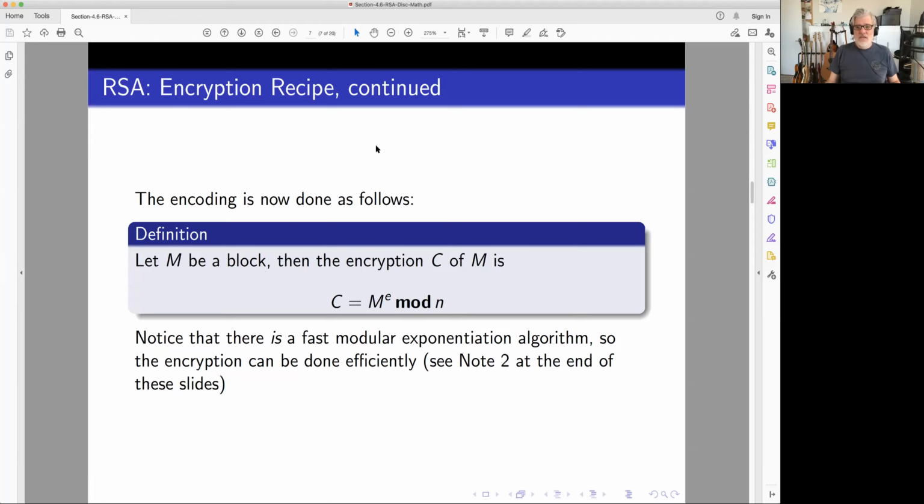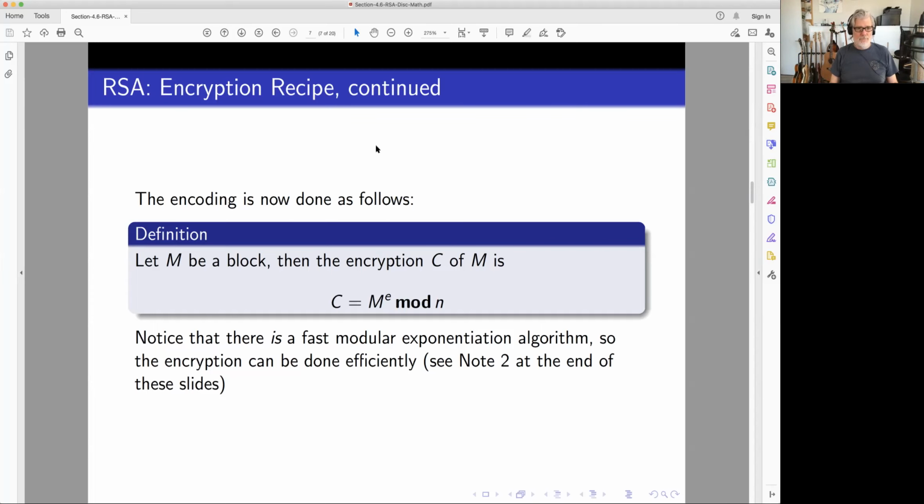Now this has to be done efficiently also. We have to be able to compute this properly. It's exponentiation, and it can be done. I will show you at the end of these slides how this is done. There is a fast way of computing exponentiation while reducing mod N. So C will be the encrypted block. If you have a long message, you chop it up in blocks and encode each block: it's a number, raise it to the power E, reduce mod N, and send that.